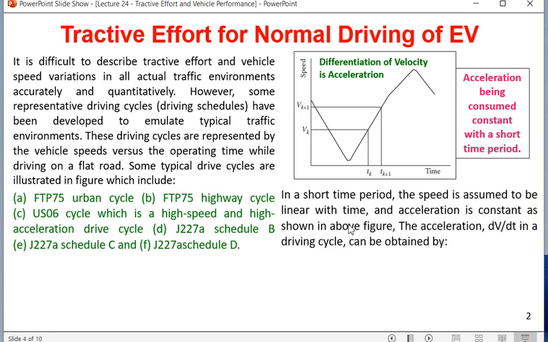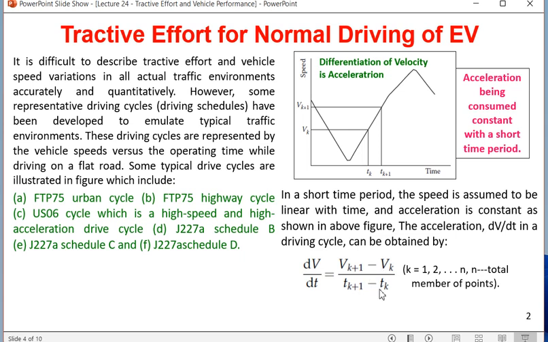In a short time period, that is between Tk and Tk plus 1, the speed is assumed to be linear with time. So the smaller the time interval taken, the better the calculation of the acceleration will be. In a short time period the speed is assumed linear with time and acceleration is constant, as shown in the figure. Acceleration dV by dt in a driving cycle can be obtained by a specific formula, that is Vk plus 1 minus Vk divided by Tk plus 1 minus Tk.